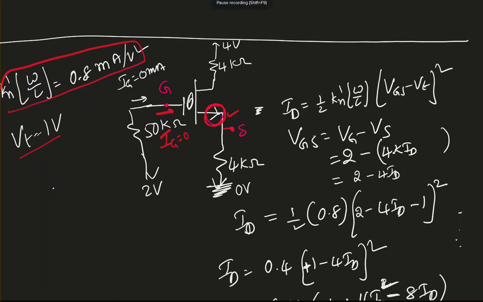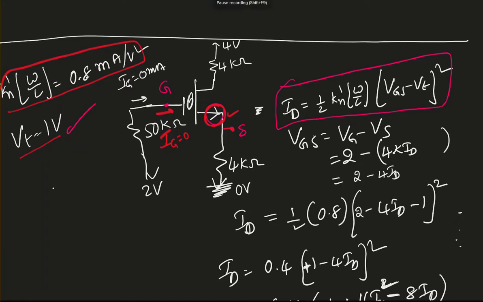Now there are two modes of operation. One is saturation mode, another one is triode mode. So we always assume the saturation mode and start solving. If it does not satisfy the requirement, then we'll try it in triode mode. If you have more questions, please watch my previous video. Now in saturation mode, this is the formula: ID equal to half Kn prime width over length times (VGS minus VT) whole square.